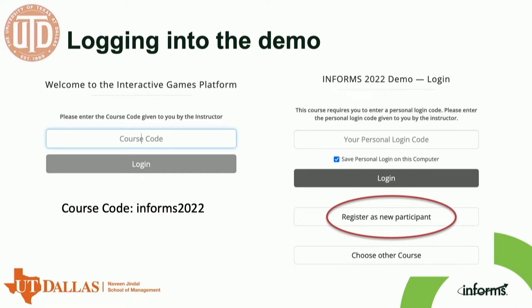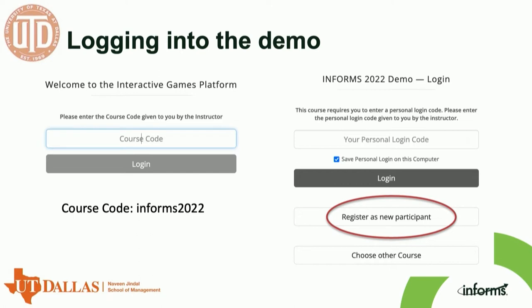But as an instructor, you can upload a class list to this platform, and then pre-assign personal login codes to students. For example, you can use their email, right? And then they just type that in and they don't have to register as a new participant. When you click on register as a new participant, it generates a random code that can later be used if you wanted to log into this again. Or of course, you can always register again.